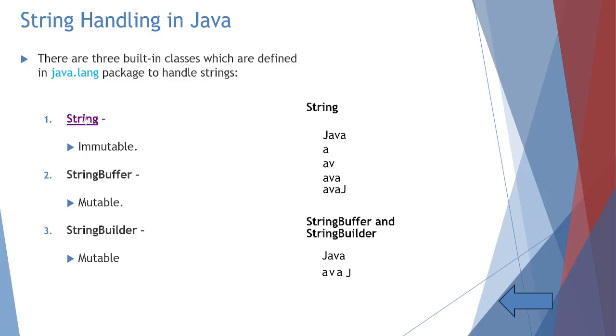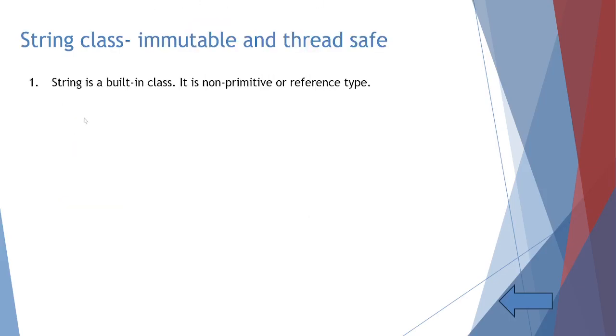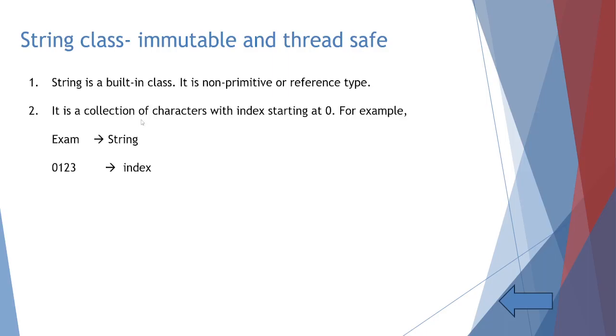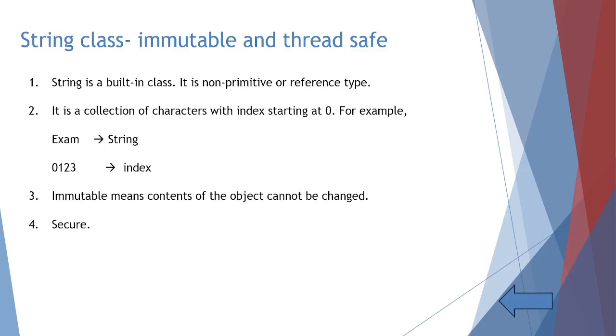Now let's understand more about String. String is a built-in class. It is a non-primitive data type or reference type. It is a collection of characters. Starting index is 0, just like arrays. Exam is the string, then 0, 1, 2, 3 index. Immutable means contents of the object cannot be changed. Because they cannot be changed, strings are secure for login, password, and others.